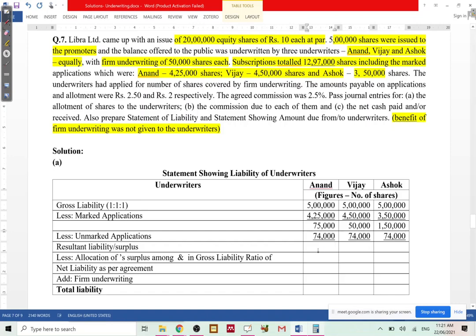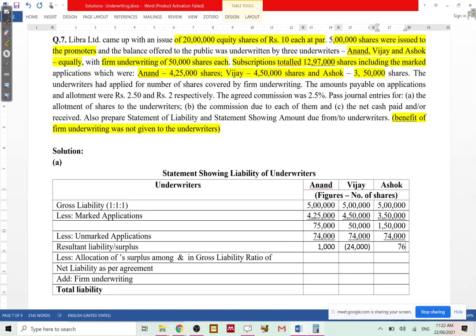So after deducting unmarked, what is our liability? First one, we get 1,000. Second fellow, 24,000. But a negative because unmarked applications are greater, isn't it? Okay, so 50 minus 74, this person has sold more applications, so 24,000 is a negative. He has a surplus, basically that is what it means.